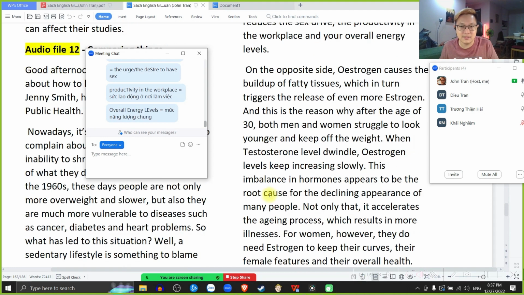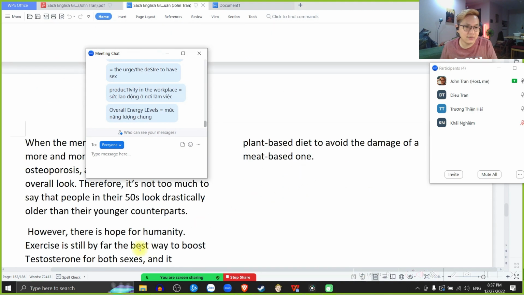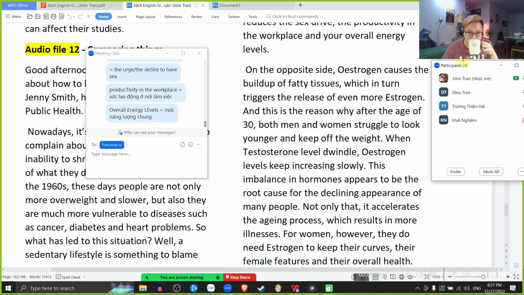Okay, on the opposite side. On the opposite side, estrogen causes the buildup of fatty tissues, which in turn triggers the release of even more estrogen.